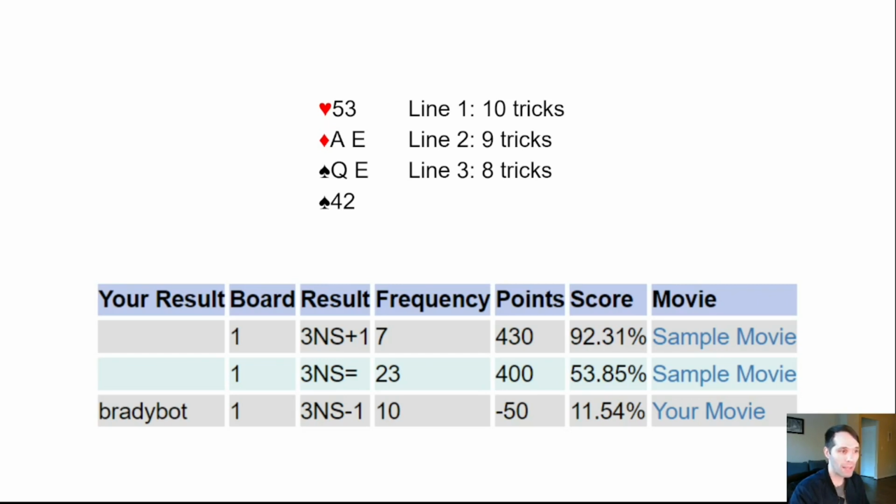I was a little surprised that the field in this event, it's supposed to be a very, very strong field, only 25% of the field came up with the right line of play, which is what I did, which was to take line 3, and we earned a miserable 11% of the match points for our efforts on the board.